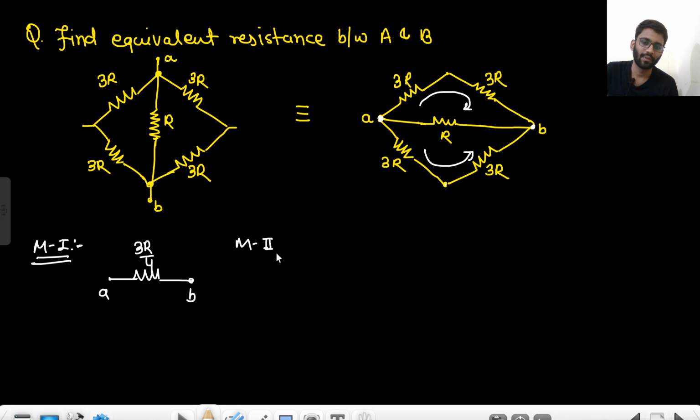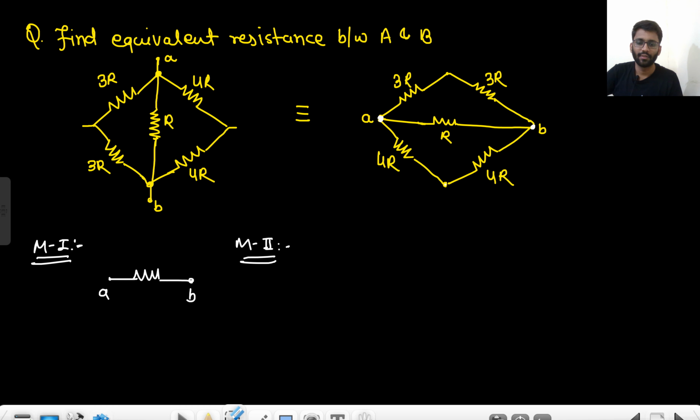Now method 2. Let's make the question more interesting. From A we have 3R, from B we have 3R, and we can make them 4R. Then it will be more interesting. So this will be 4R here, and this will be 4R here. Great. So the final answer will change now.